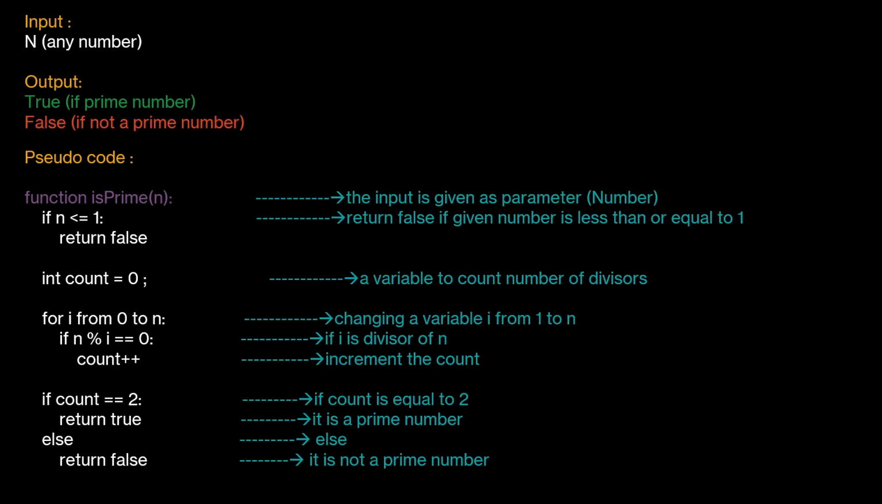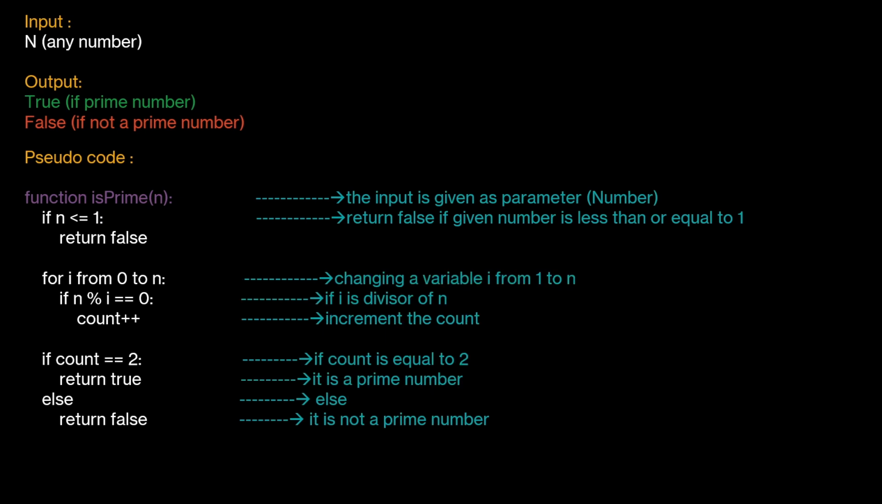Okay. So based on our improvisation, let's change our function a little bit. Count variable is not required because we can remove the count, because if we find any number other than 1 and itself, it is not a prime, and we are changing the variable I from 2 to n minus 1. So we don't have to have a count variable to count the number of divisors. So I just removed it.